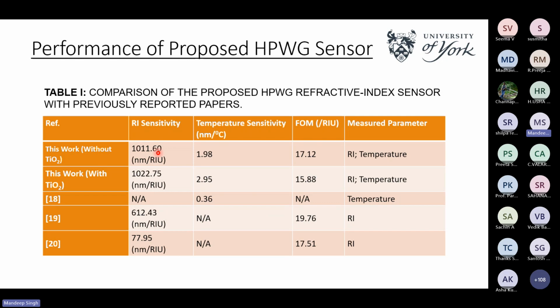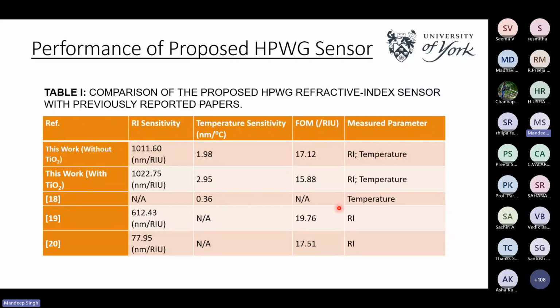We have done some calculations, as I told, of sensitivity, both refractive index for benzene and temperature sensitivity. You can see that we have obtained a maximum sensitivity of 1022.75 nanometer per RIU. This is the unit of sensitivity. For this sensor with doping, you can also see the temperature sensitivity is enhanced, from 1.98 we have achieved 2.95. So doping helps us to report this hybrid waveguide type of structure sensors.